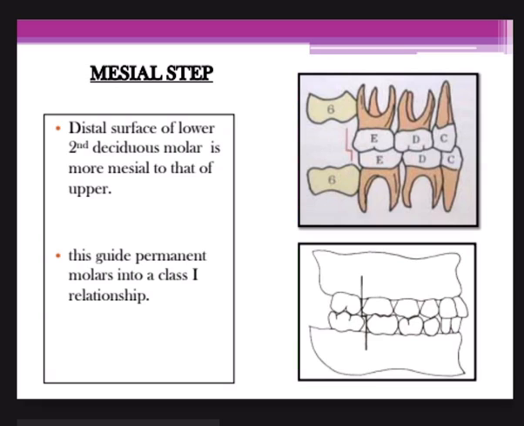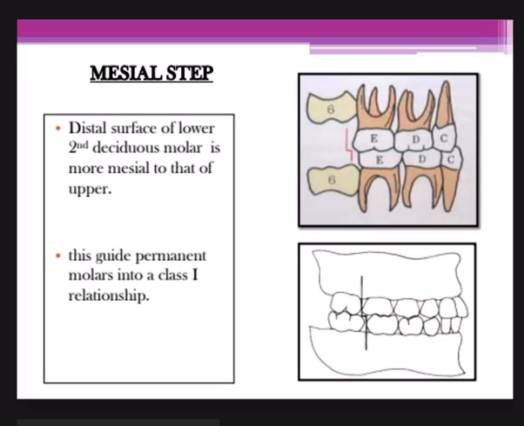Now coming to mesial step. Here, as I told you, it is always based on the distal surface of the mandibular second primary molar. We tell the terminal plane relationship. So here the distal surface of the mandibular second primary molar is mesial to that of the upper second primary molar. When you look at the picture, you can understand that the distal surface of the mandibular second primary molar is mesial to that of the upper second primary molar. That is called a mesial step.